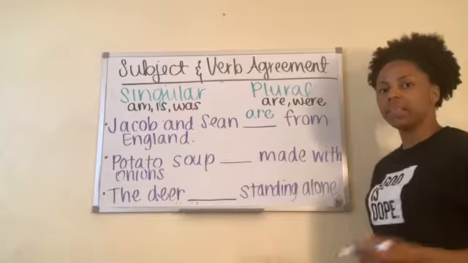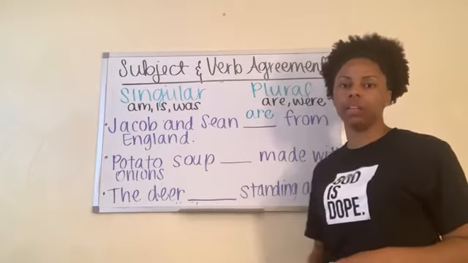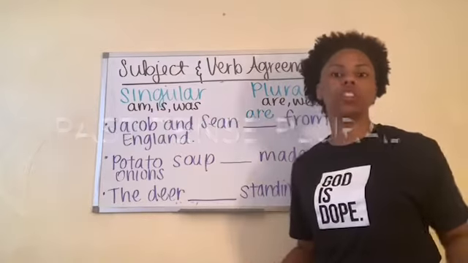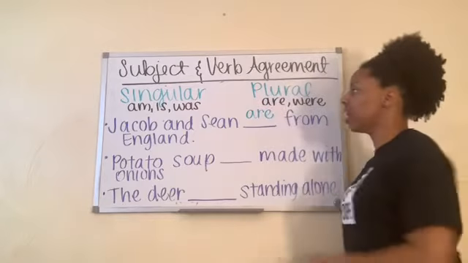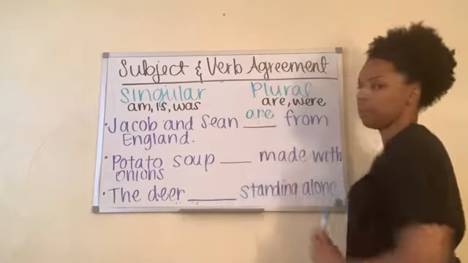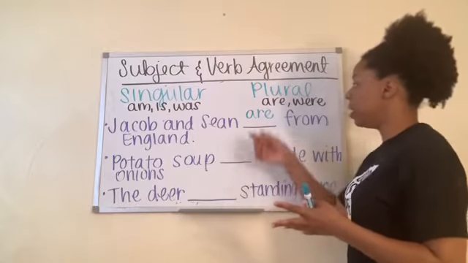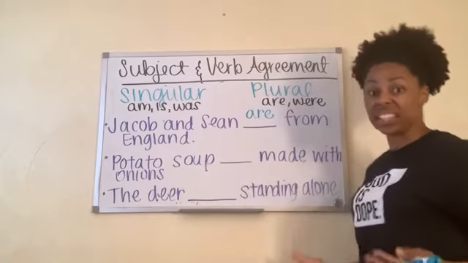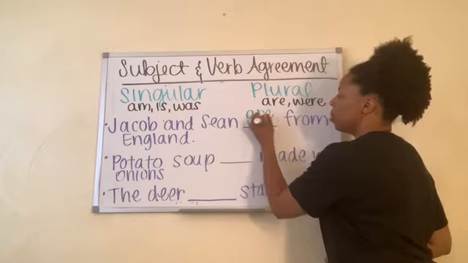So we let them know, like maybe they just traveled over and they're like, where are you from? Oh, Jacob and Sean, they are from England. Okay? Now, if we were talking in the past tense, maybe it was 100 years ago and Jacob and Sean came over and they were settlers. You would say Jacob and Sean were from England. All you're doing is changing up when it happened, but they still both are or they both were, and that's it. So for number 2 here, I'll put were in there.